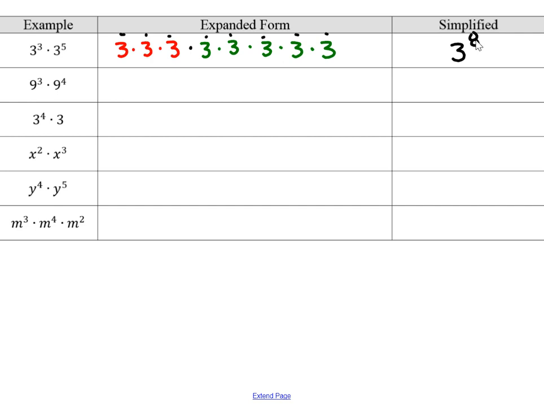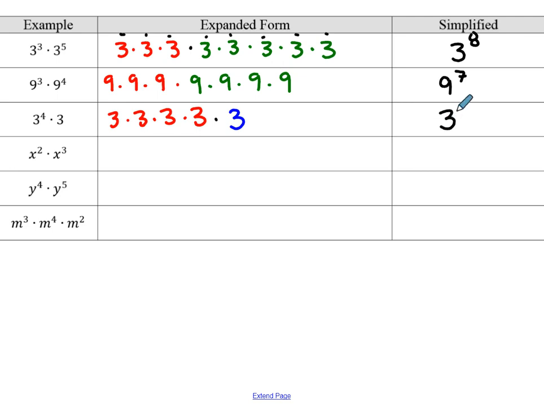So let's go ahead and do that. So we have 9 to the 3rd. We also have 9 to the 4th. How many 9's do we have all together? We have 7, so it is 9 to the 7th power. We have 3 to the 4th. We have just a 3. How many 3's do we have all together? We have 3 to the 5th power.